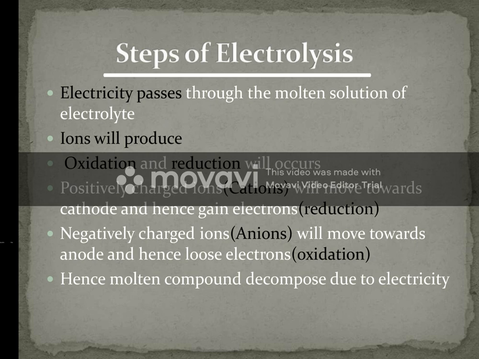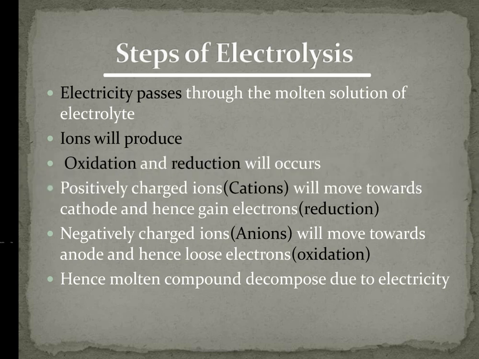Cations and anions will form a solution. That solution is called electrolyte solution. Then oxidation-reduction will take place. Oxidation is the loss of electrons. Reduction is the gain of electrons.